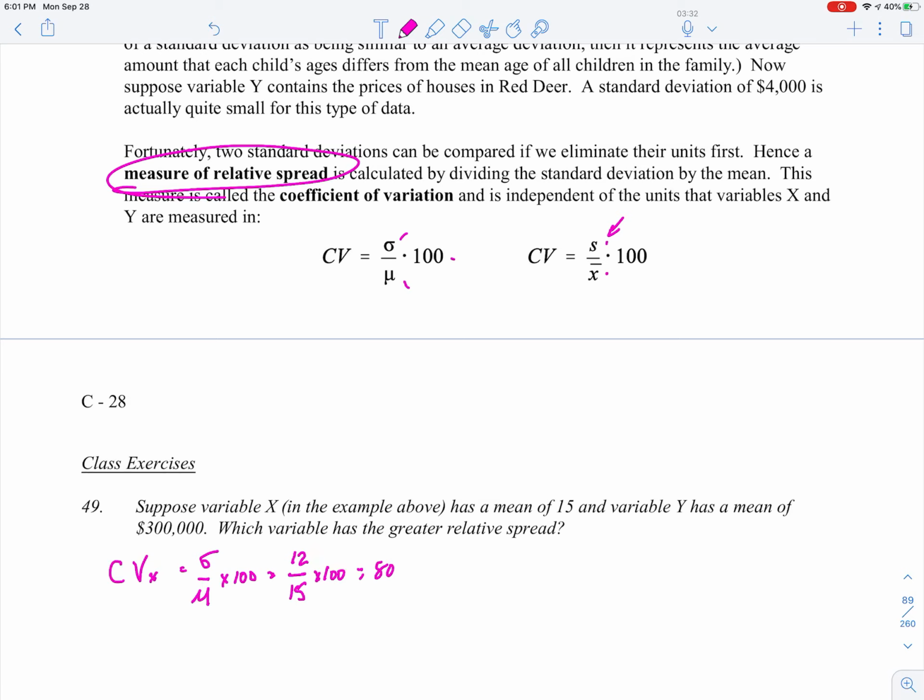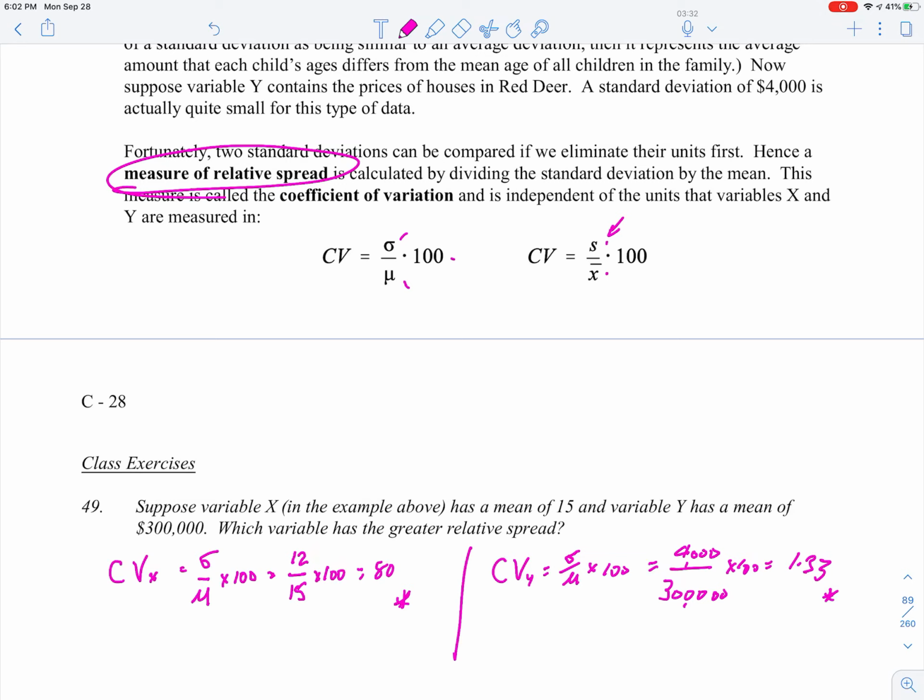and that comes to 80, like so. Then the coefficient of variation of the house prices, so this would be y, uses the same formula. This would be 4,000 over 300,000 times 100, and that comes to 1.33. You can see that the spread is much higher here than it is here.